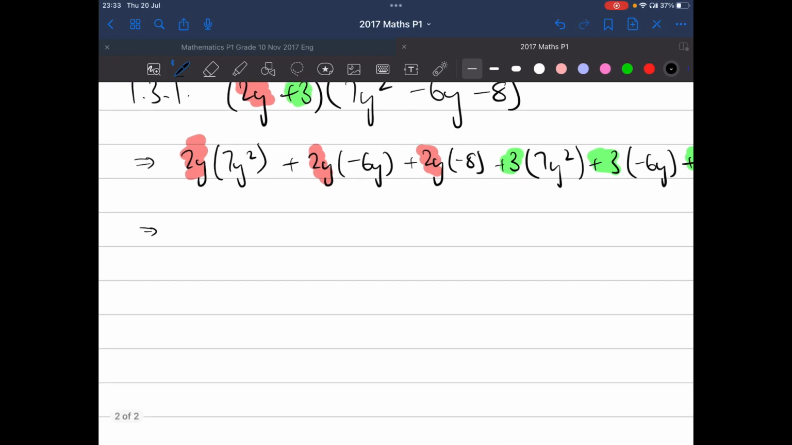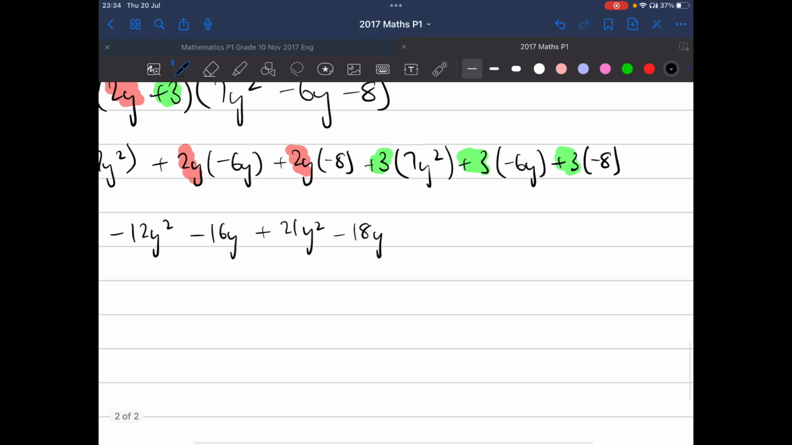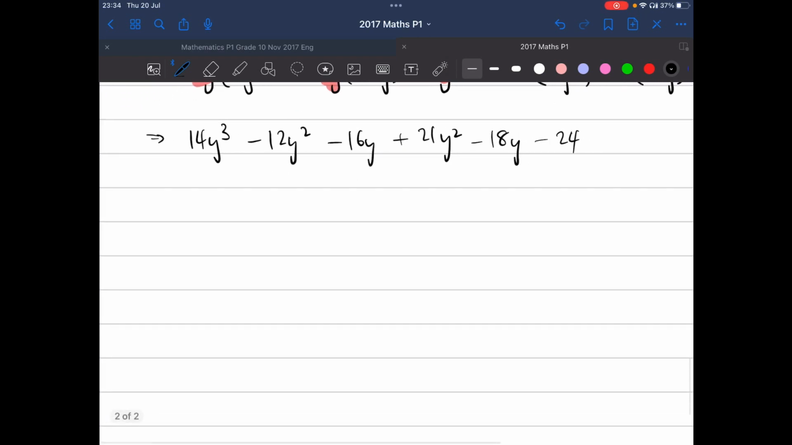So 2y times 7y squared is of course 14y cubed, minus 12y squared, minus 16y, plus 21y squared. I'm just multiplying all of these together, so then minus 18y and minus 24. Okay, and now we just group like terms and add or subtract.